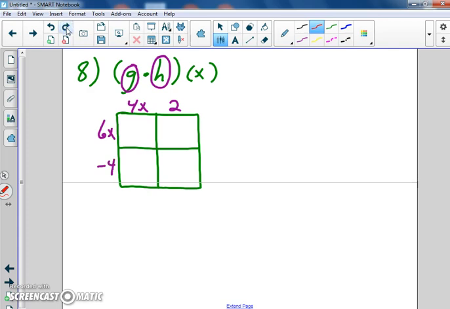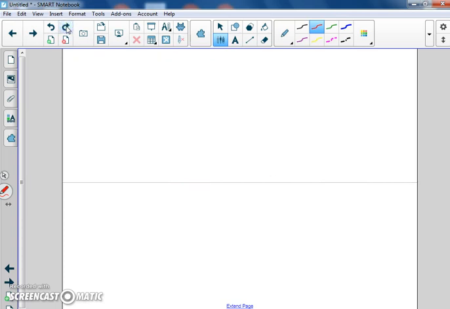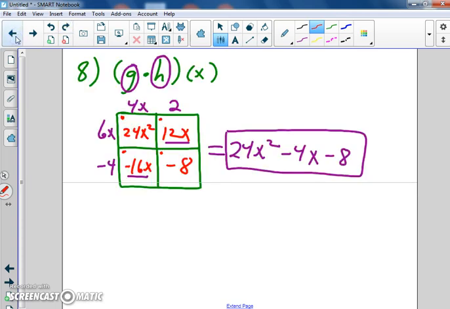So how much is 6x times 4x? 24x squared. How much is 6x times 2? 12x. How much is -4 times 4x? -16x. How much is -4 times 2? -8. Combine your like terms. You get 24x squared minus 4x plus 8.